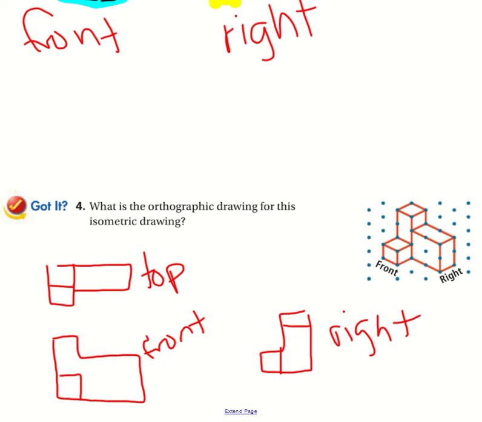And so here's what I get from my orthographic drawings, from the top, from the front, and from the right. You can check yours with mine, make sure that we agree. So that's the end of our video.